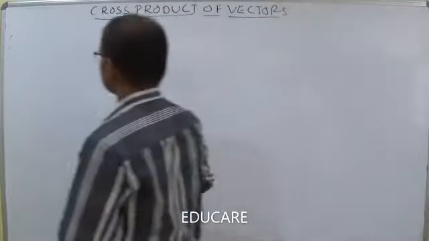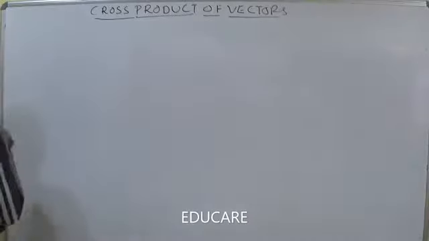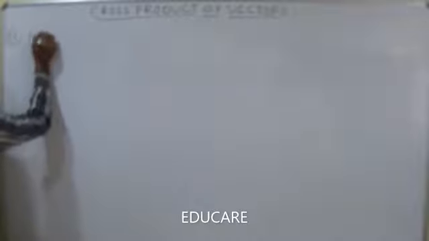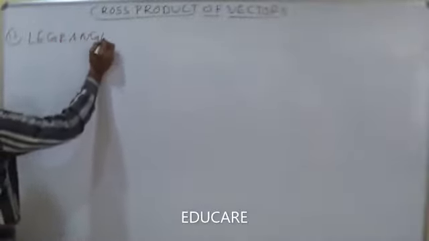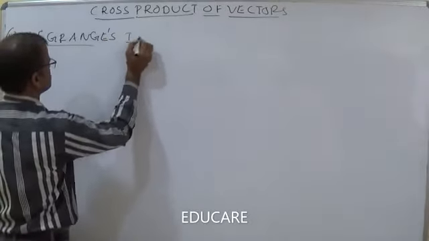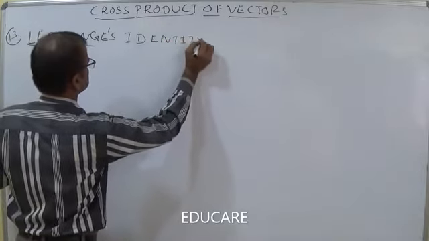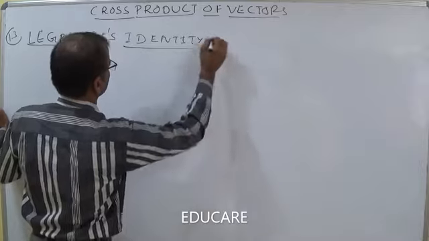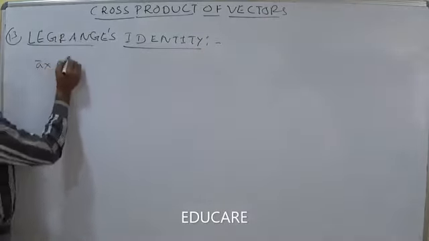Next one, the 13th point, about Lagrange's identity, we can discuss. The 13th one, Lagrange's identity. What is Lagrange's identity? We have discussed this topic in the first class, and also in DC and DRs, in the dot product also. Let us write the definition.